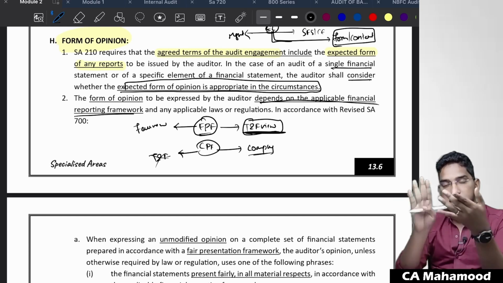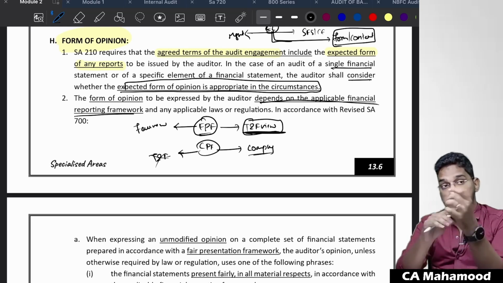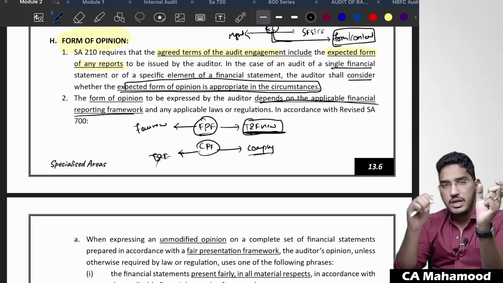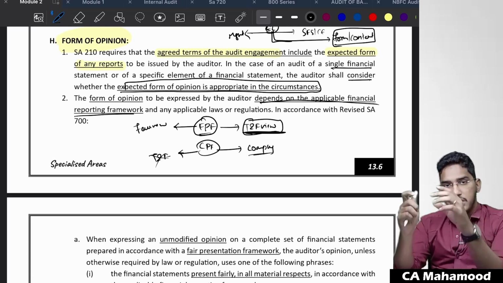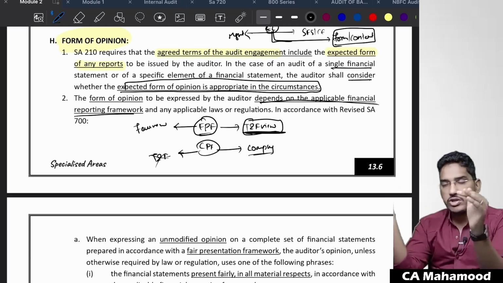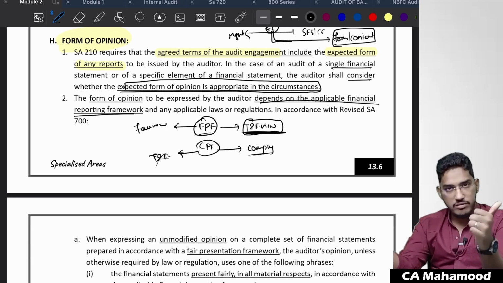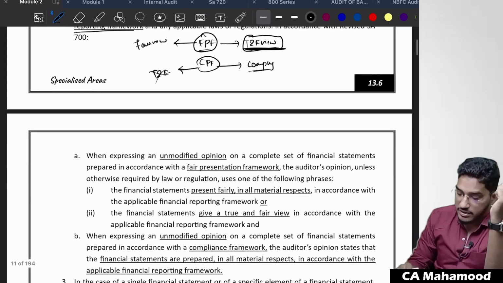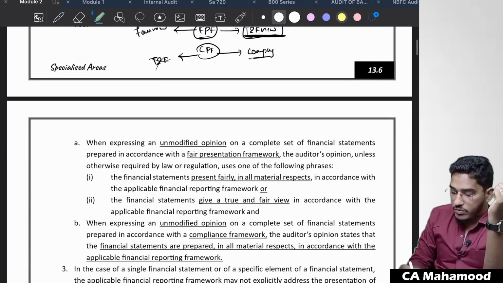On the other hand, if you are conducting an audit of financial statements prepared as per the compliance framework, and you want to give an unmodified opinion, you will say the financial statements are strictly complying with all the rules and regulations. Here you need not comment on true and fair view. The same thing they say here when expressing an unmodified opinion on a complete set of financial statements.